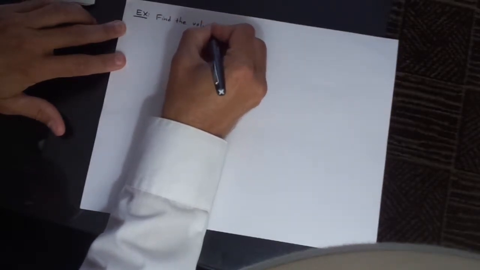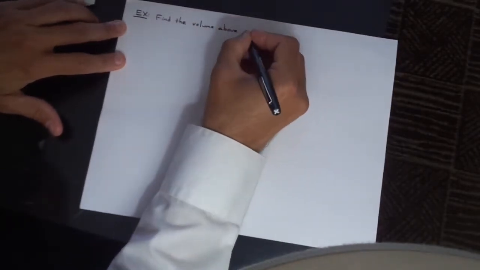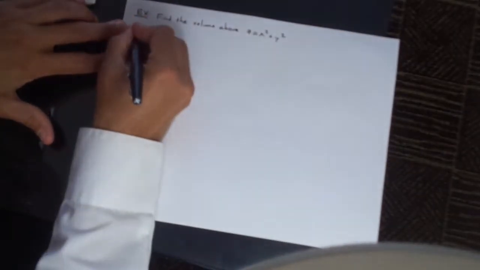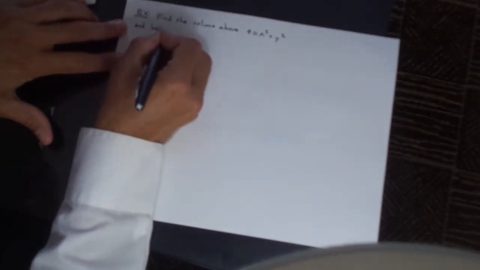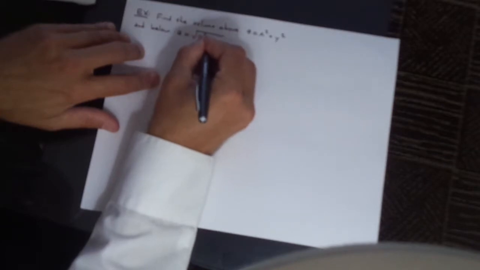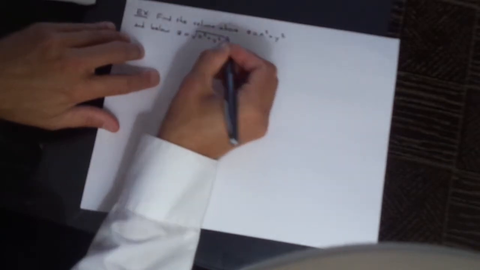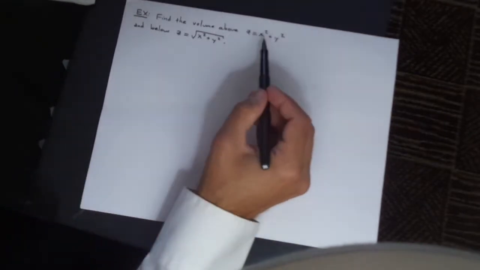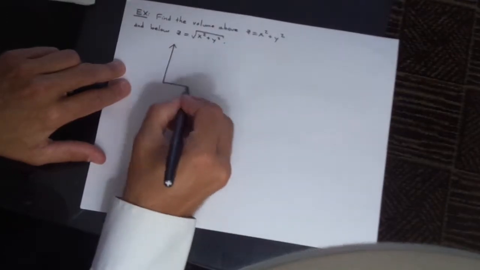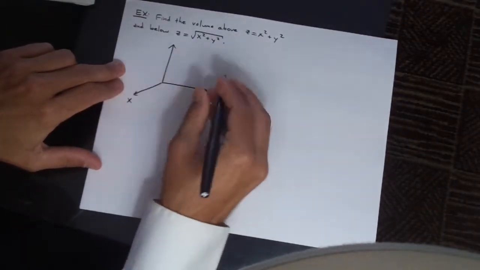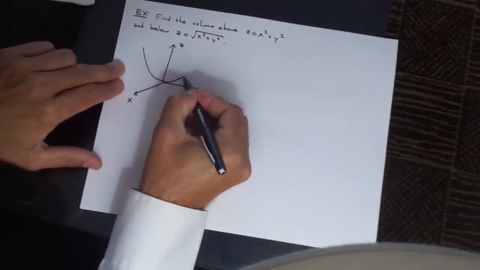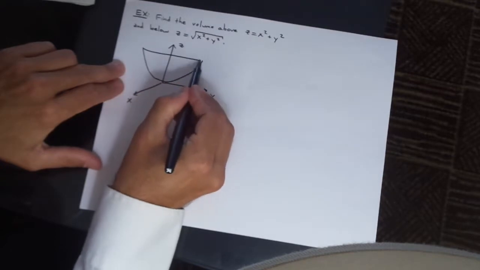Find the volume above z equals x squared plus y squared and below z equals the square root of x squared plus y squared. Of course, z equals x squared plus y squared is a paraboloid. In fact, I'm going to draw a picture. That would be a paraboloid, and here's my xyz axes, and here is my paraboloid right here, as usual.